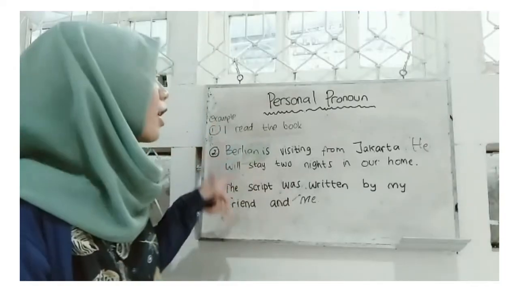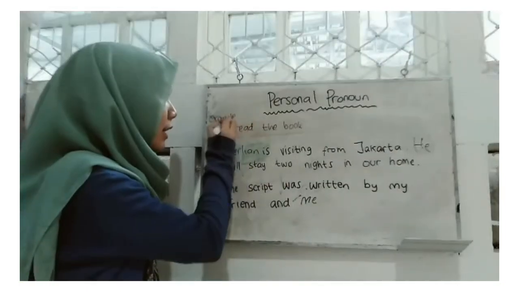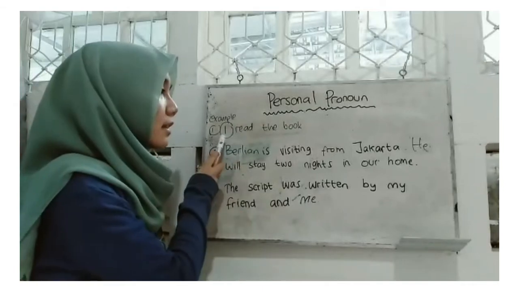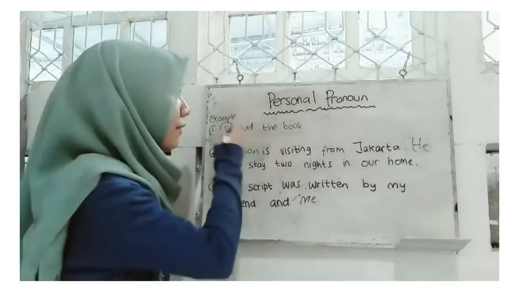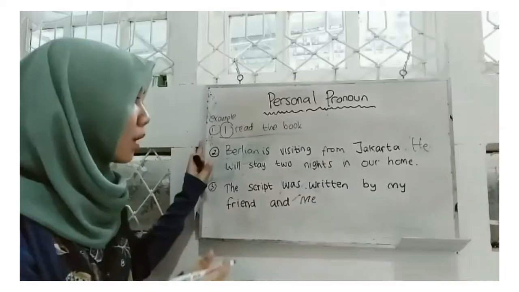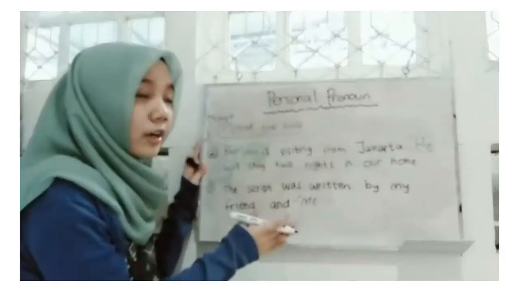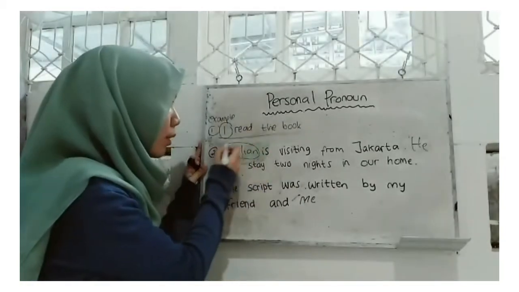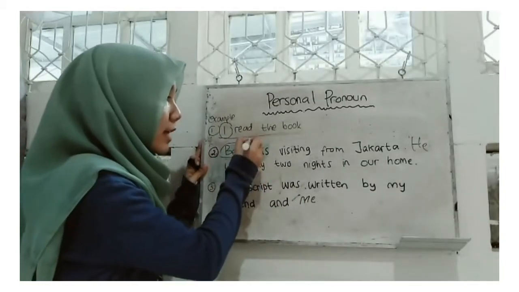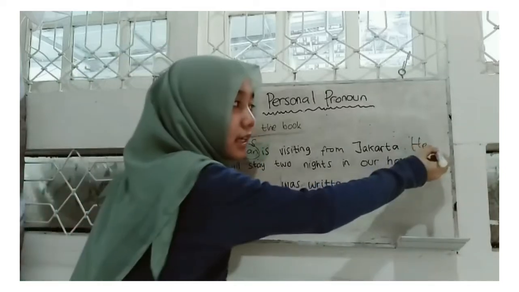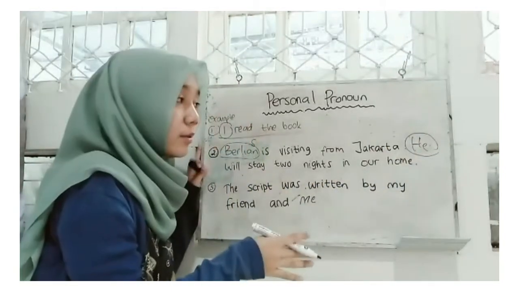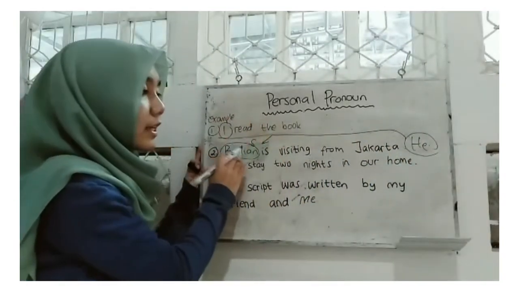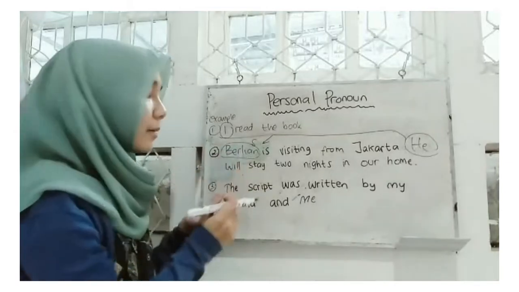Okay, number 1. I read the book. I in here is a subject personal pronoun because I lies at the beginning of this sentence. Number 2. Brilliant is visiting from Jakarta. He will stay 2 nights in our home. Brilliant is not a personal pronoun, but Brilliant is the subject. He in here is a personal pronoun because he replaces the proper name Brilliant, because Brilliant is a person.